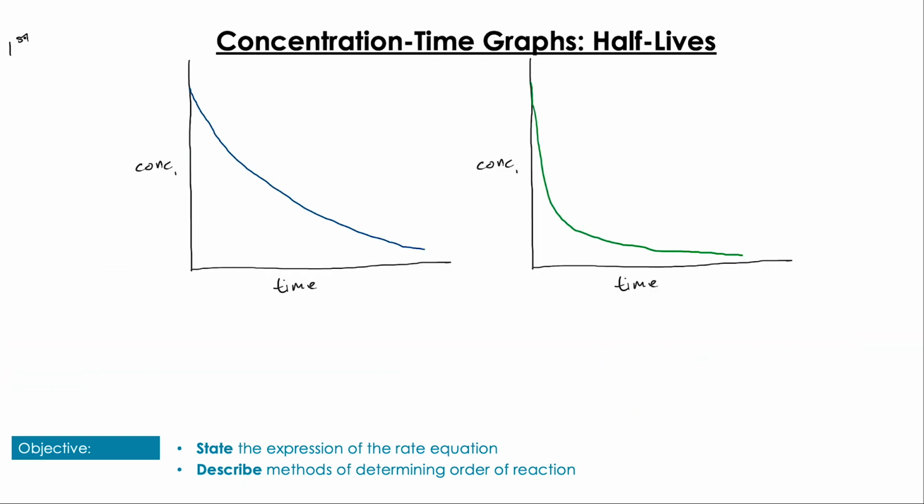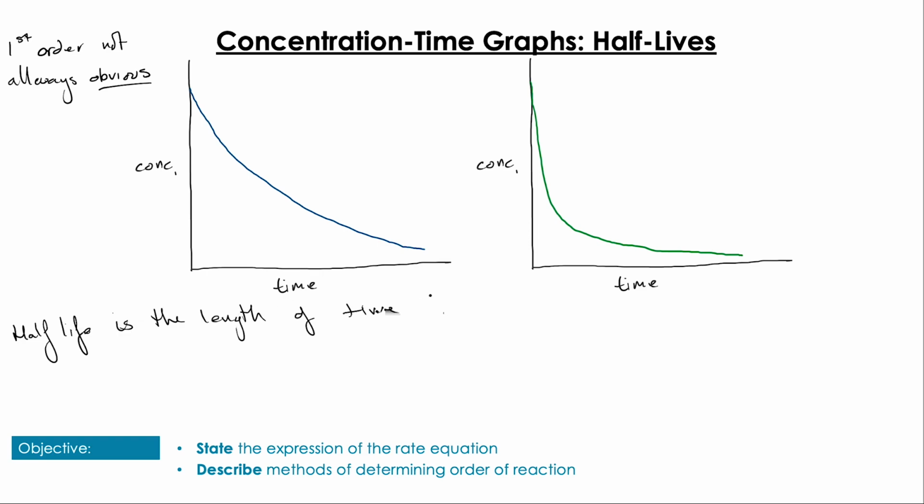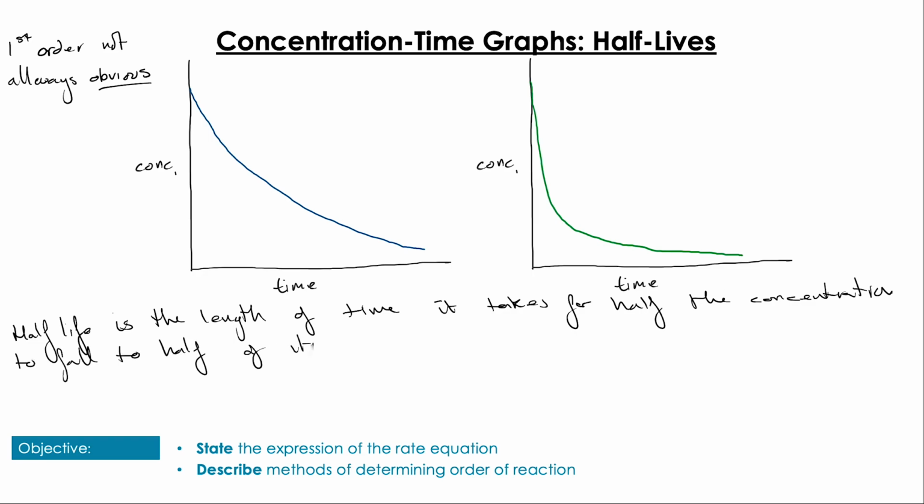Now, sometimes with data, it may not be so obvious if we have a 1st order or a 2nd order reaction. And that may be based on the range that we choose for our increments, which is why we should always do preliminary experiments. But nevertheless, we can double check or use what's called a half-life to determine the order of reaction. So a half-life is the length of time that it takes for half of the concentration of a reactant to be used up and turned into products.